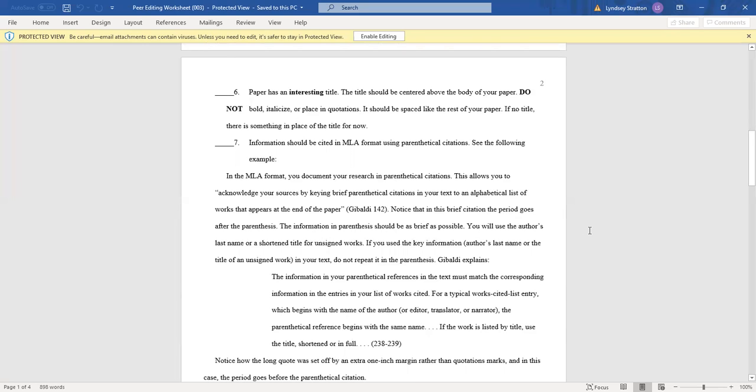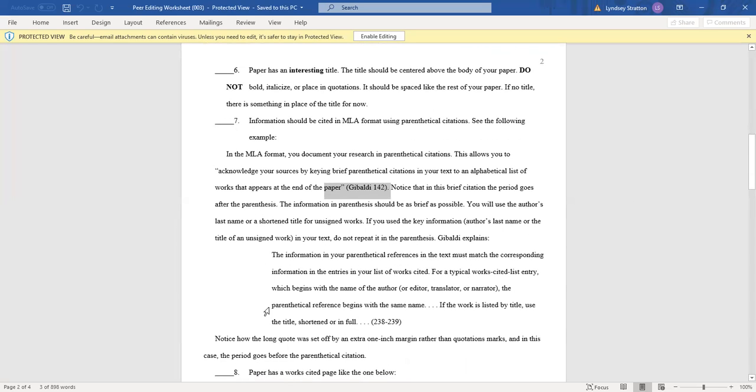Your MLA citations need to be properly formatted, whether they are in text or parenthetical. Also your works cited page. Okay, so here's a proper parenthetical citation. You'll notice the period is after the closing parentheses. Make sure this is how you have yours. Otherwise, that citation goes to the next sentence.